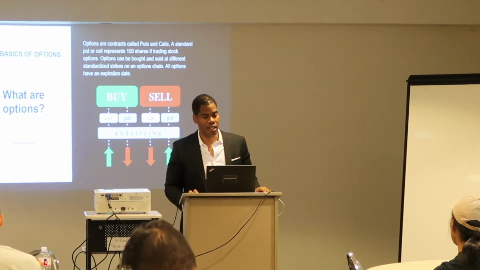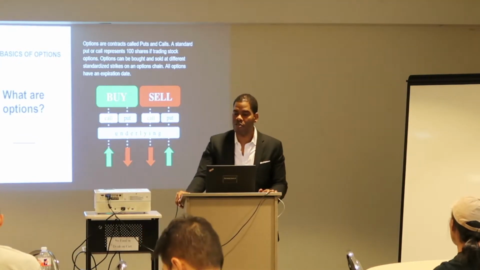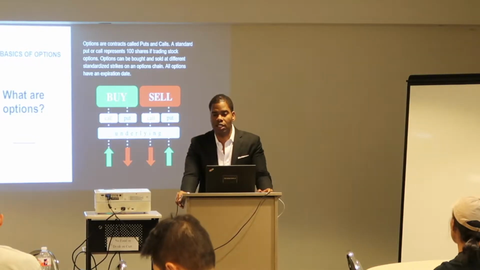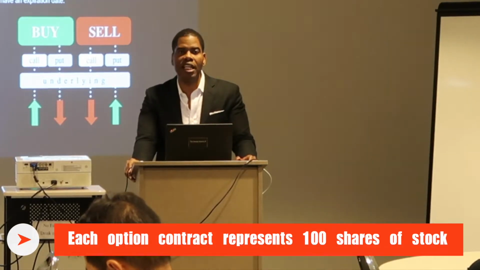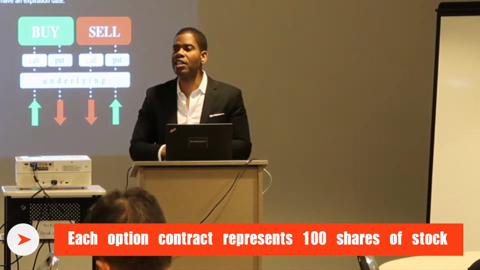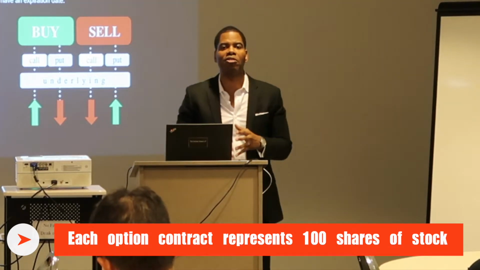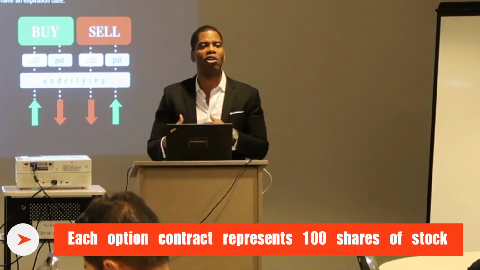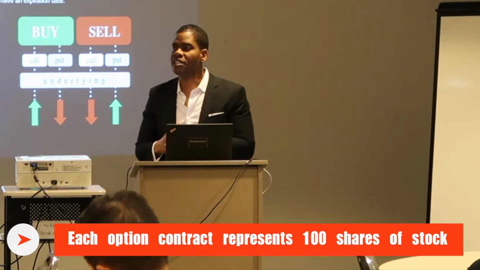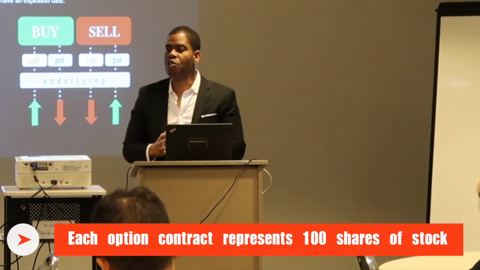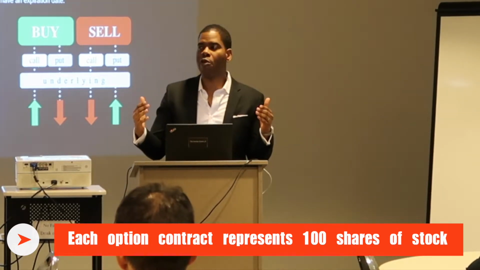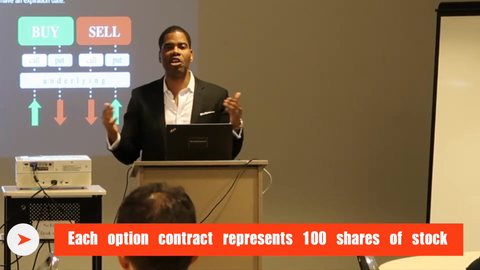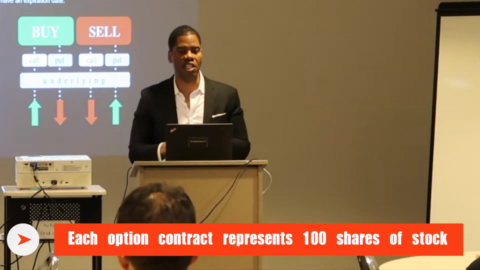Basics of options. Options are contracts called puts and calls. A standard put or call represents 100 shares if trading stock options. If you're trading options on something else like futures, it's going to be a little different. This is the basics. You want to learn the basics, and that's starting with stock. So if you buy one put, it represents 100 shares. You buy one call, it represents 100 shares. And if you sell those, it still represents 100 shares. Okay?